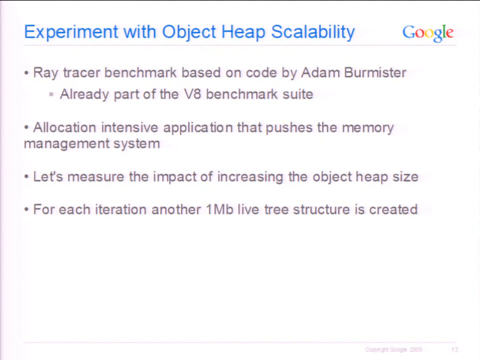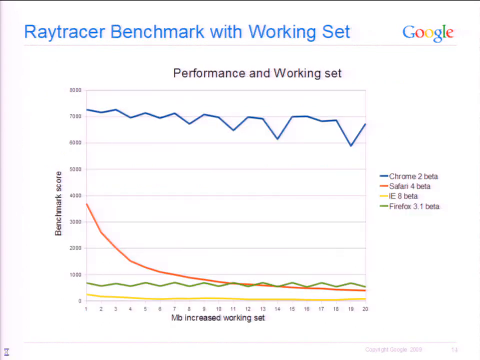So what will happen is that for each execution of the benchmark, you will have a larger working set in the heap. So I ran this for a number of browsers. There's Chrome, there's Safari, there's Internet Explorer, and Firefox. And as you can see, V8 is up there. It degrades somewhat.